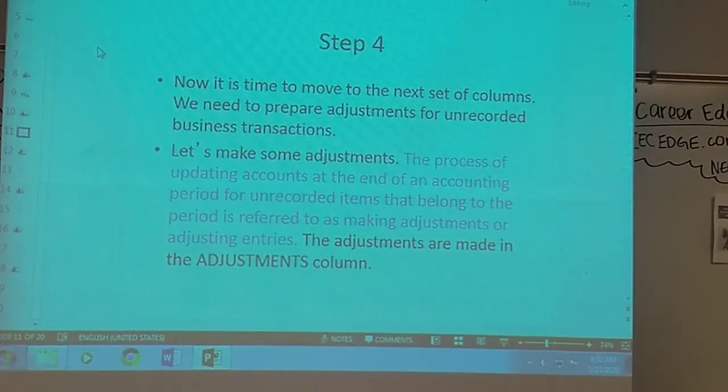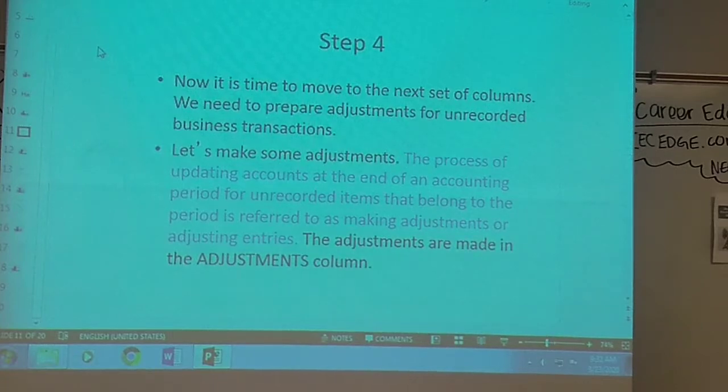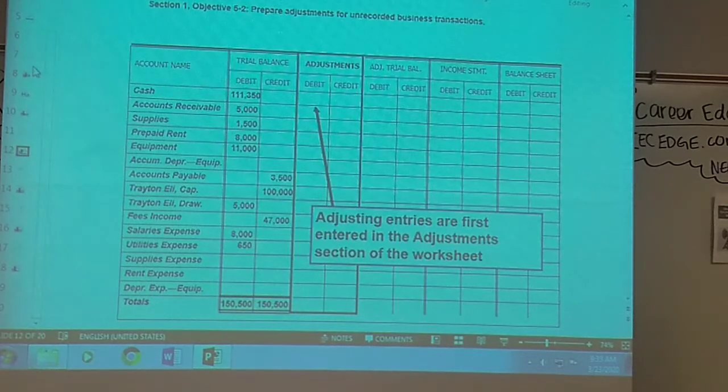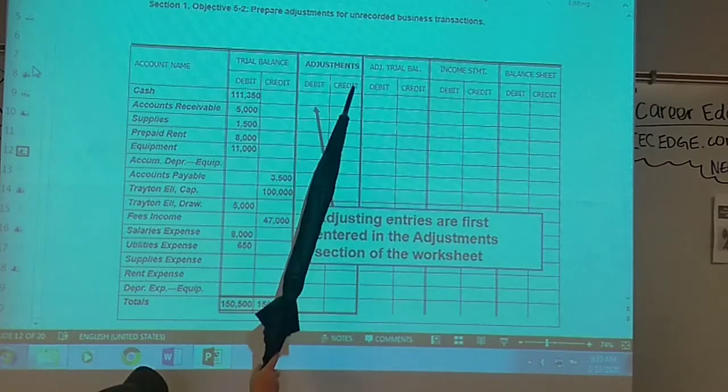All right, step 4. Now it's time to move to the next step of columns. We need to prepare adjustments for unrecorded business transactions. So let's make some adjustments. The process of updating accounts at the end of an accounting period for an unrecorded item that belongs to the period is referred to as making adjustments or adjusting entries. The adjustments are made in the adjustments column. All right, so right next to the trial balance, you're going to notice there is a column for adjustments.